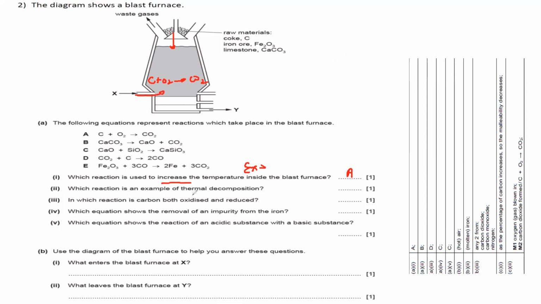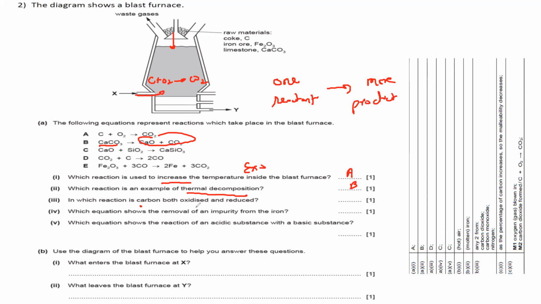Which reaction is example of thermal decomposition? The term thermal decomposition means we will have one reactant and we will have more products. So when we have more products and one reactant, we call that reaction as thermal decomposition. So only reaction which is having one reactant and more products, that is B. So that's why B is the right answer.